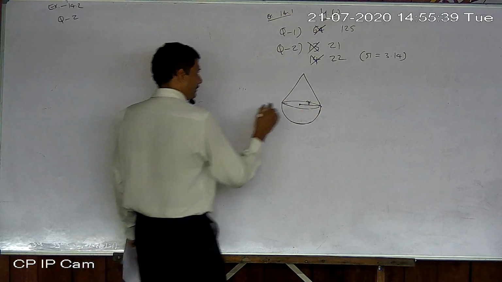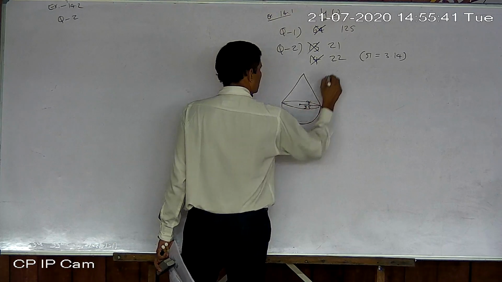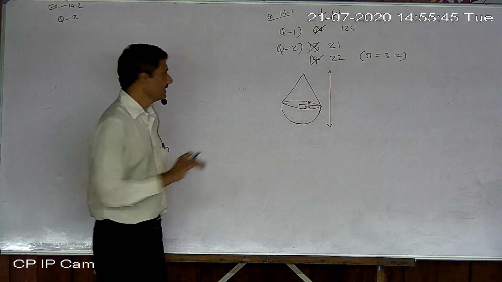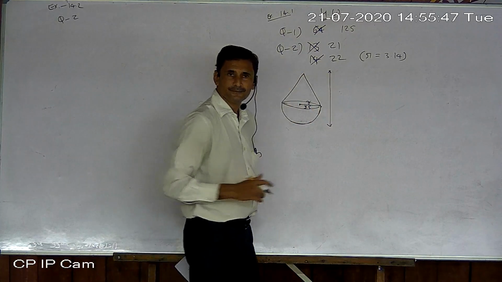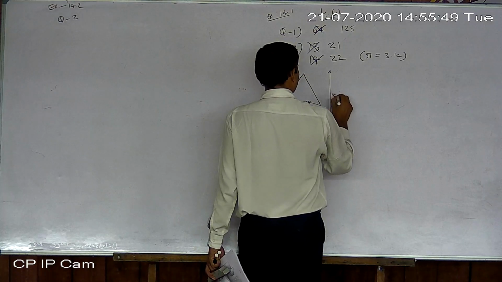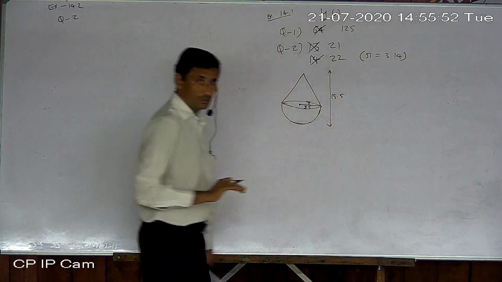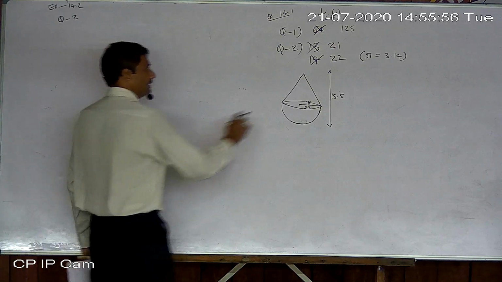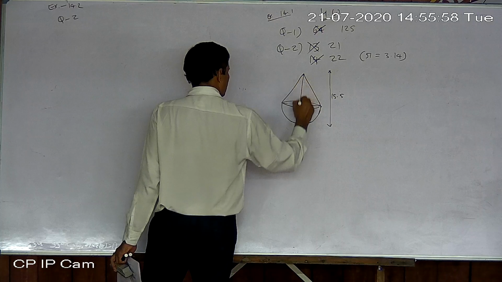R equal to 3.5. Here also the total height is given, just like the first one. Do you understand? This one is not given. So 15.5 is not the height of the cone. It is the total height, which includes the cone as well as the hemisphere. So keep in mind, this one is not given.